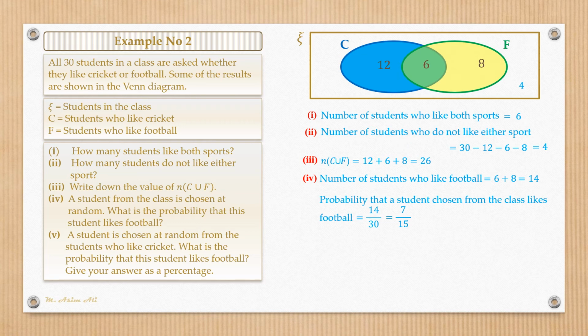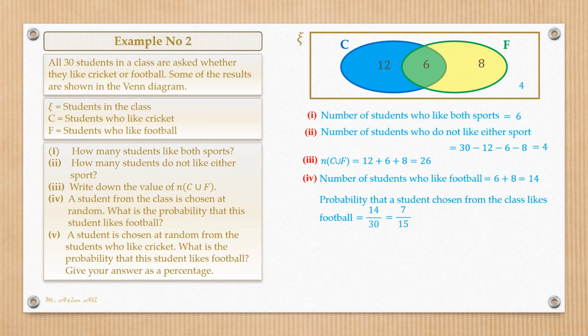Okay, only those students have gone outside who like only football, and there are some students who like cricket also, they have not left the room, they are inside the room. So all the students who like cricket are inside the room. So what is the probability that the student likes football? So a student chosen at random, what is the probability that the student likes football?